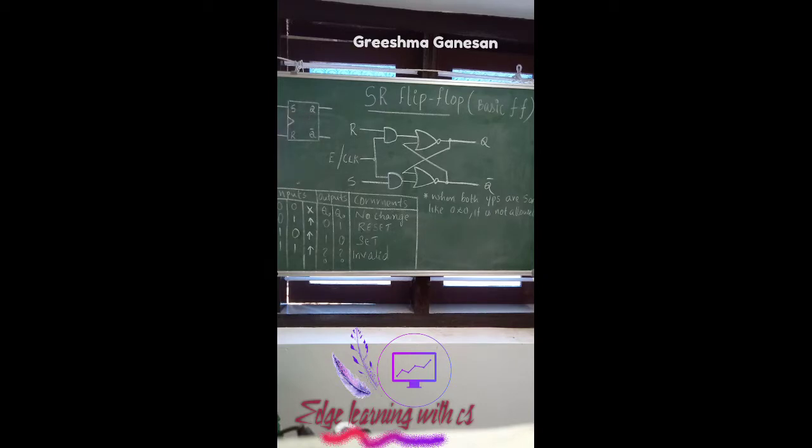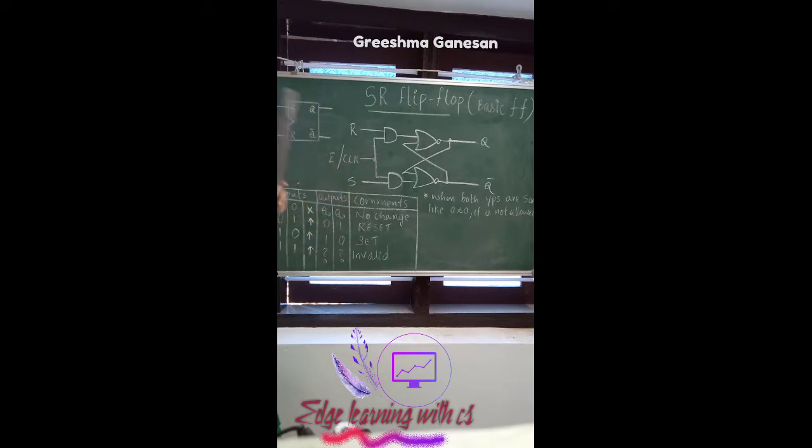Then you can see the output portions here, Q and Q dash. We can also call them Q and Q complement. You just have to notice that Q and Q dash are two opposite terms. If you are getting the output 1 in Q, that means Q dash will be 0. If you are getting Q dash as 1, Q will be 0. That is the difference between these two outputs. And the mark here indicates the input area.